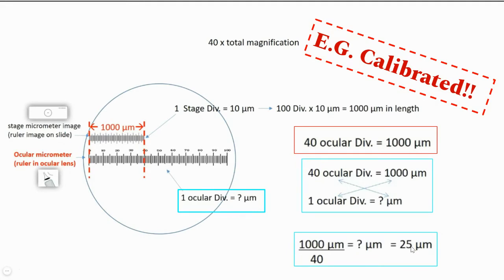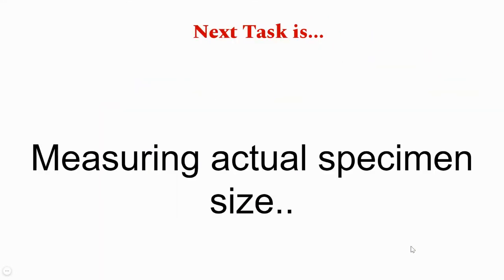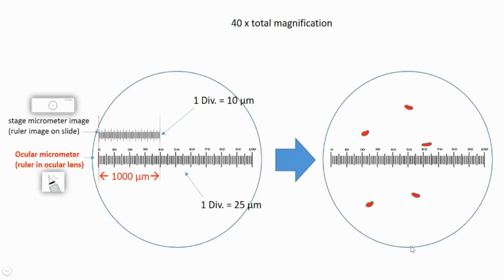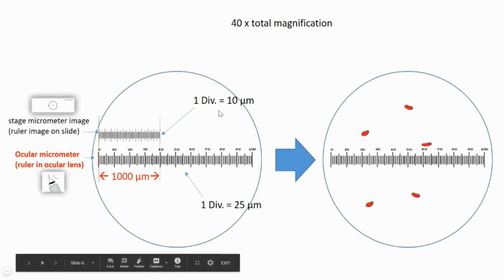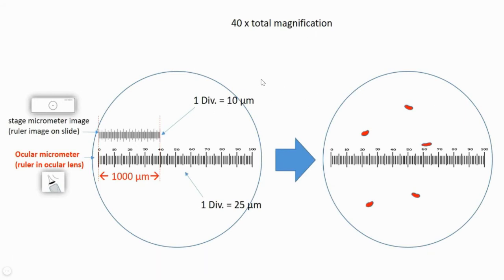So what do we do with this information? Why are we doing so much hassle? Basically, our next task is to remove the stage micrometer and put a specimen on the stage and measure the actual specimen size. So now look at the field of view, how it has changed. I'll take out my stage micrometer, which is also a glass slide. I'll remove this glass slide from the stage and put my specimen slide.